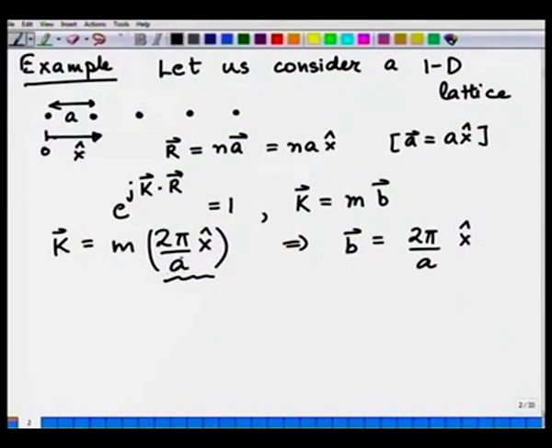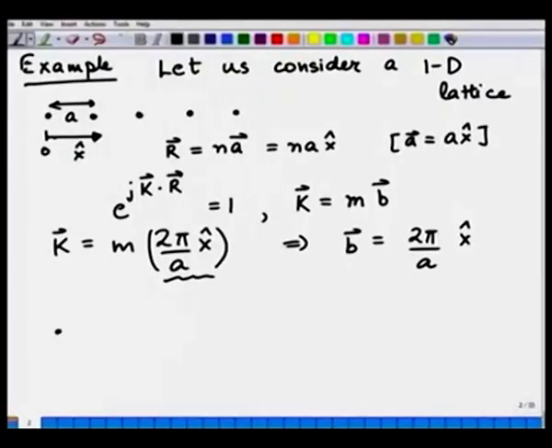What does that mean? Even in the reciprocal lattice, the lattice is one-dimensional, and if I plot the reciprocal lattice again, it looks something like this, again one-dimensional with a periodicity of 2 pi by a. Now 2 pi by a is the periodicity of the reciprocal lattice.